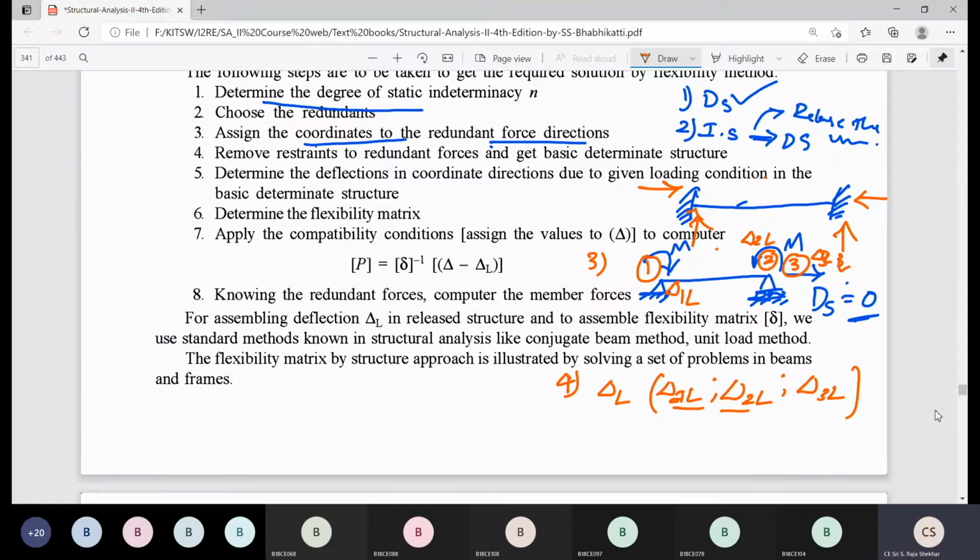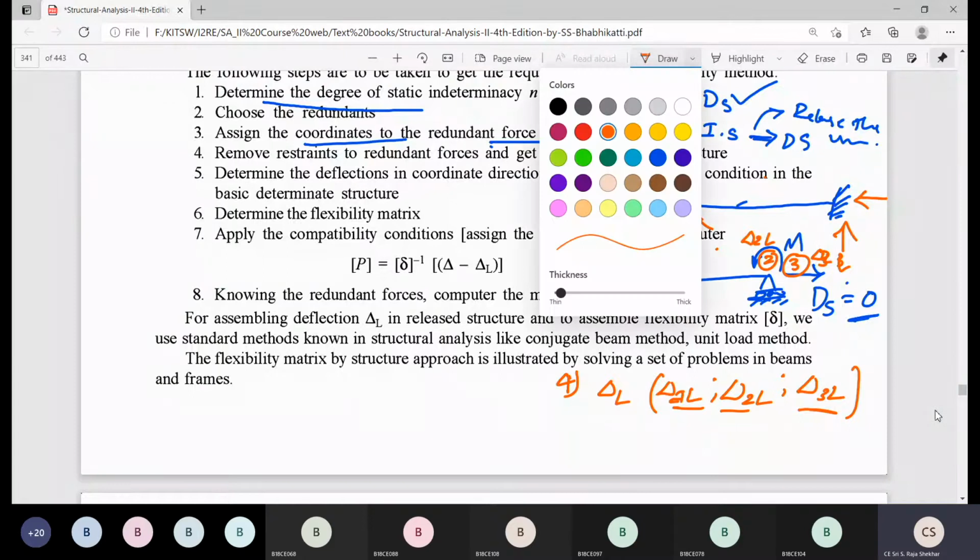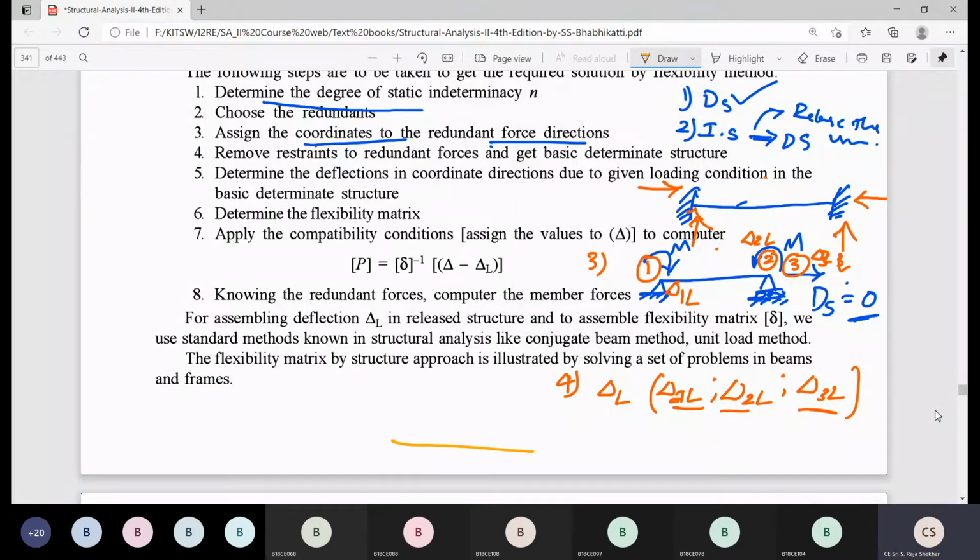So how to calculate this deformation due to loadings? Because of the application of load, we have to draw the free bending moment diagram. That means we need to remove all redundant forces in a fixed beam and consider the beam as a simply supported beam. If a continuous beam is there, we need to split that continuous beam into simply supported beams. Let us suppose this is one continuous beam. I'm just splitting it into 2 simply supported beams. Then I need to draw the bending moment diagram.